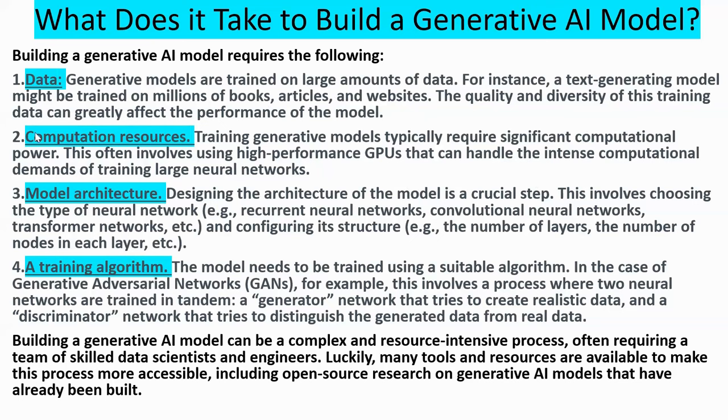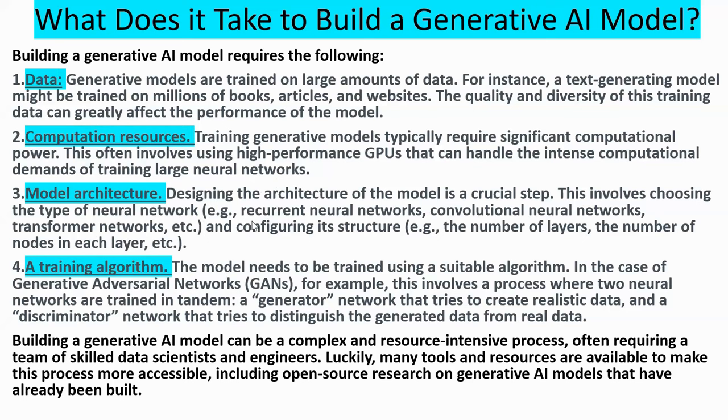Then we take computation resources. To build the model, GPUs would be the best source. Then model architectures: designing the architecture of the model is a crucial step. We can have a recurrent neural network, convolutional neural network, GANs, and the number of layers and the number of nodes in each layer. So the architecture is very important.